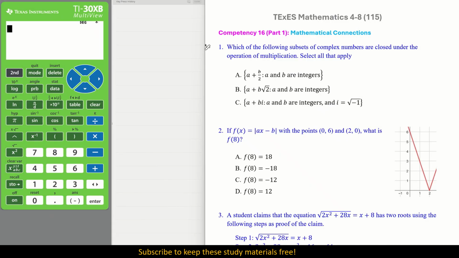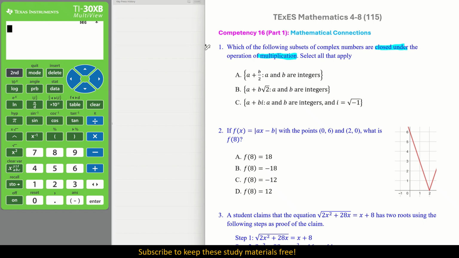Number 1, which of the following subsets of complex numbers are closed under the operation of multiplication? Select all that apply. Okay, if you are not familiar with the term closed under multiplication, please stop the video and go find yourself some notes. Now, if you've seen it before, you'll understand exactly what I'm talking about.